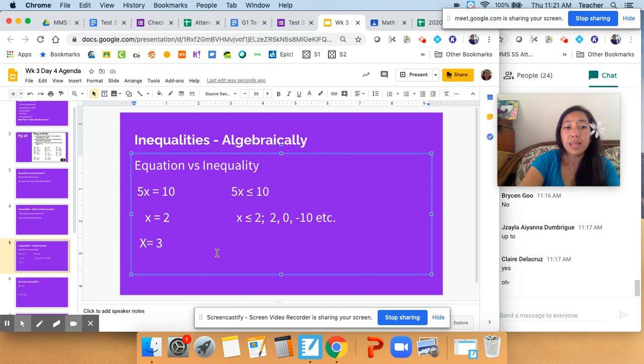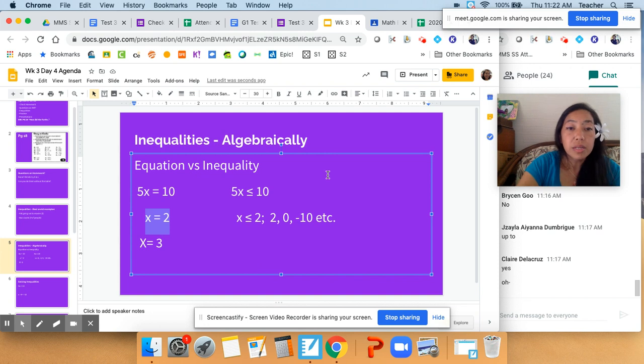The only thing that will make it true is this 2. That's the only solution, I should say. The only solution that makes the sentence true is x equals 2. So that's what an equation is, and it has one solution for x.